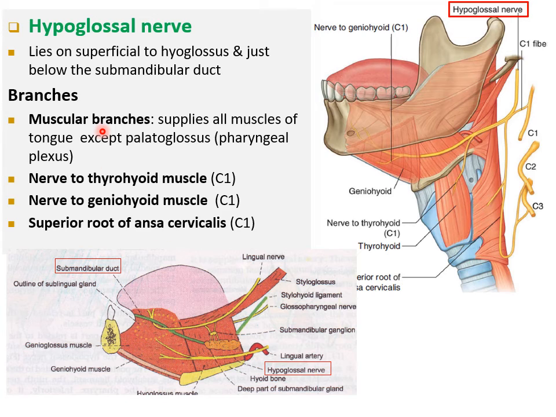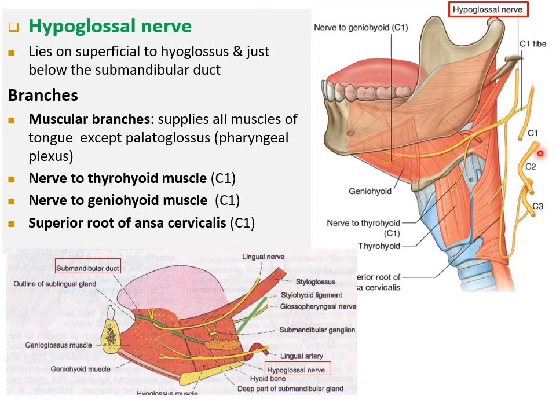First we'll see the muscular branches. You know it already. It supplies all the muscles of the tongue except palatoglossus. This palatoglossus is supplied by the pharyngeal plexus, particularly the accessory cranial nerve. It also gives a branch to supply the thyrohyoid muscle and another branch to supply the geniohyoid. Even though the branches are coming from the hypoglossal nerve, actually the fibers are from the C1 spinal nerve.